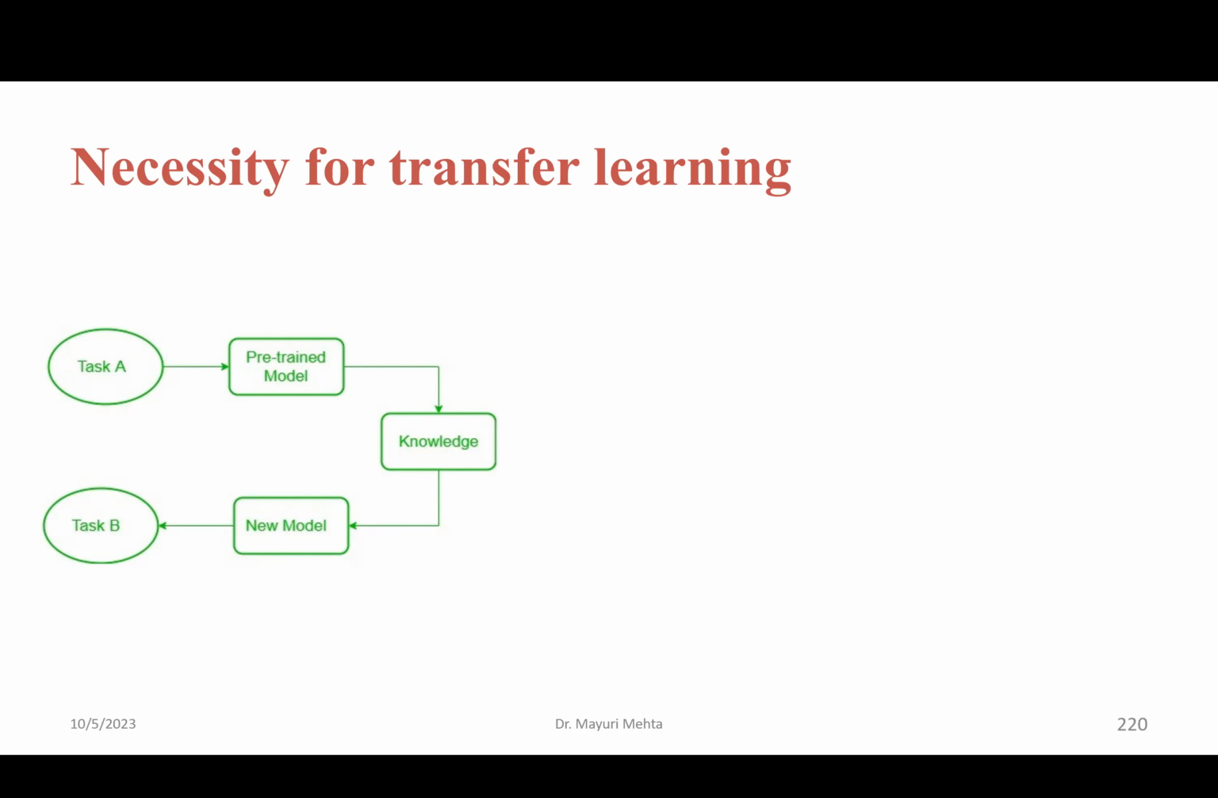Please be with me and visualize the architecture of a convolutional neural network. Remember that I told you that different blocks are used, different blocks of convolutional layers and pooling layers, right? So multiple such layers are used in a convolutional neural network. And when you are using a convolutional neural network, let's say for task B, then you will freeze some of these layers.